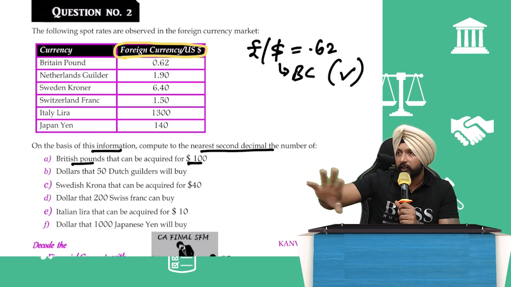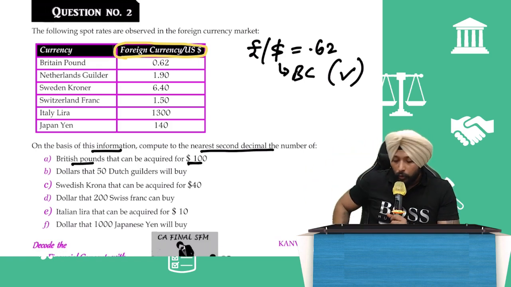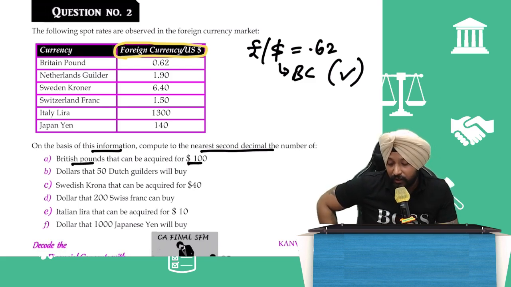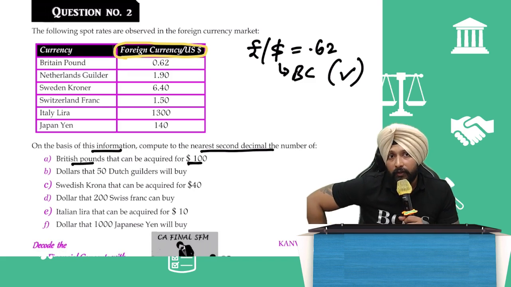Correct? No? Let's first orally discuss, then we will write. First case, multiply. Okay? Second case, dollar that 50 Dutch guilders will buy. Dutch guilder is a price currency. What do you want? Base currency. What will you do? Divide.